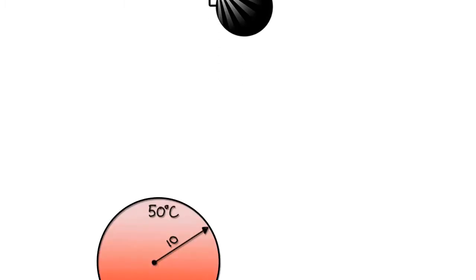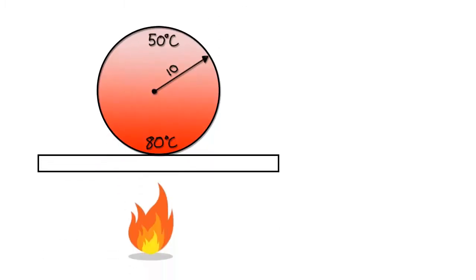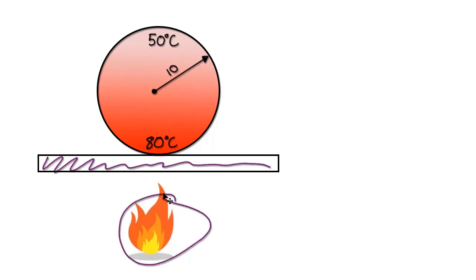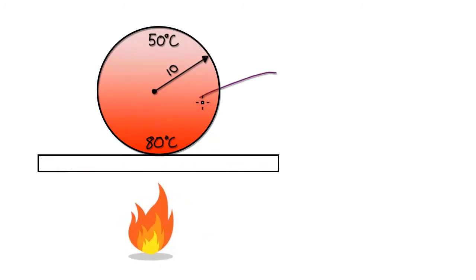Okay, so let me give you a solid of revolution exercise. Here you've got a metal sphere and it's being heated. Down here is 80 degrees Celsius, up here is 50 degrees Celsius. There's a smooth transition from 80 to 50. So work out the average temperature.